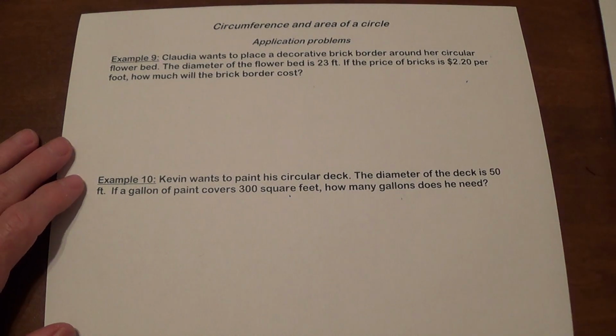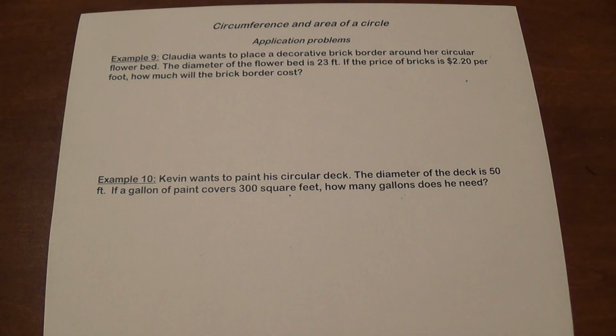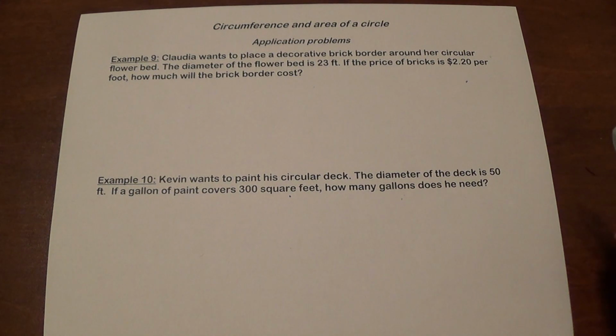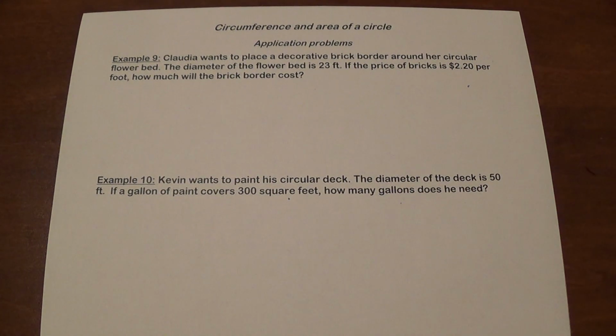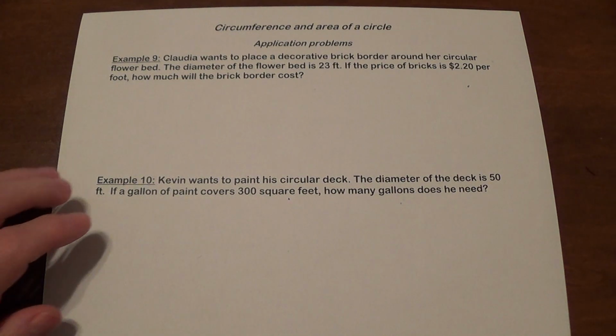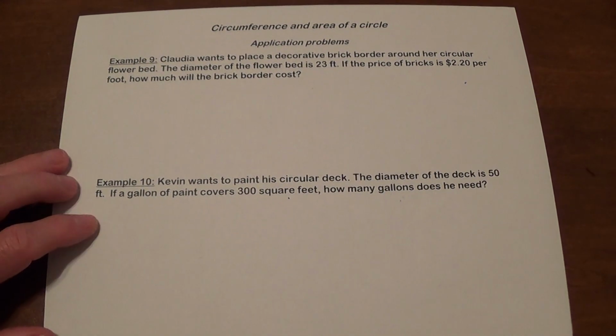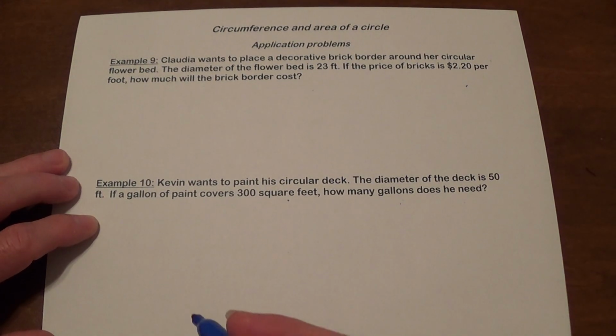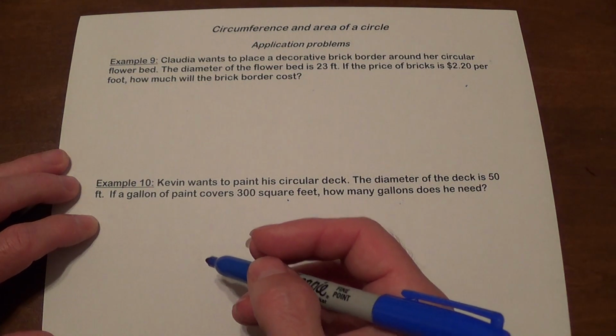Alright, we have a couple application problems. Claudia wants to place a decorative brick border around her circular flower bed. The diameter of the flower bed is 23 feet. If the price of bricks is $2.20 per foot, how much will the brick border cost? This problem essentially is asking you to find the circumference first and then use the circumference to get the price.